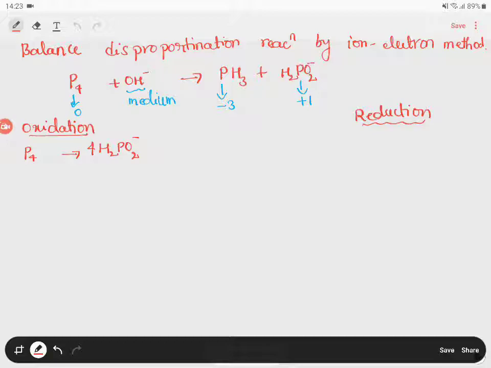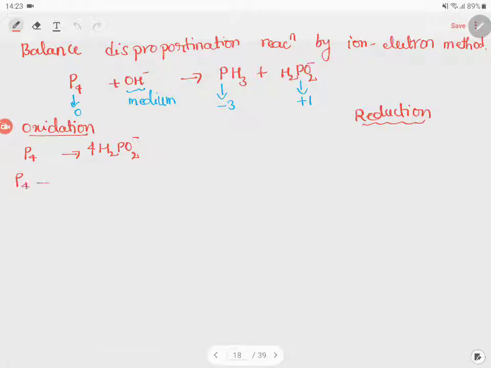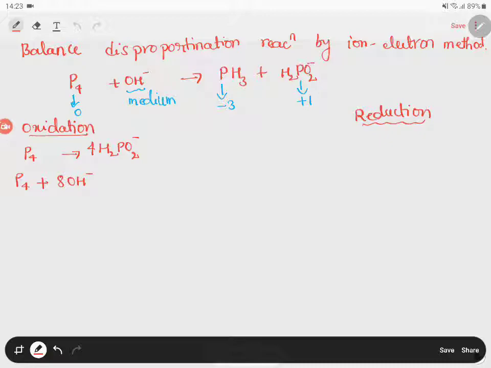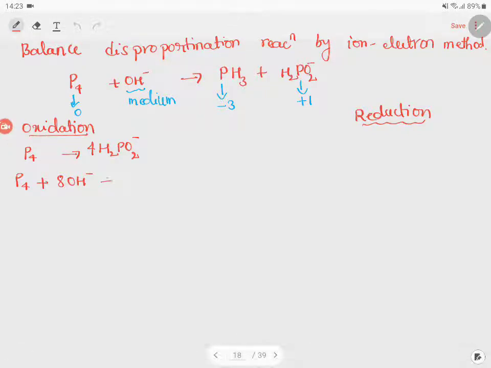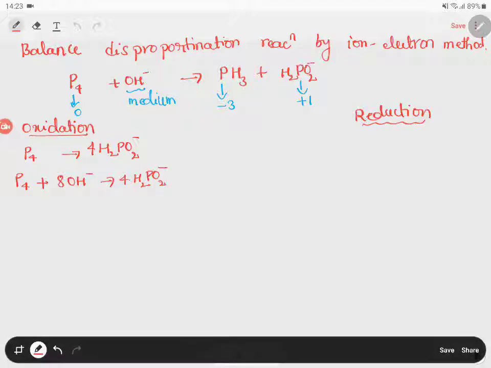Therefore, to balance the other atoms, the second step is P4 plus, I'll be adding 4 OH minus, because 4 twos are 8 and 8. There are 8 oxygen and 8 hydrogen, a 1:1 ratio that is possible with the OH minus ion. Now giving rise to 4 H2PO2 minus. This is very important.